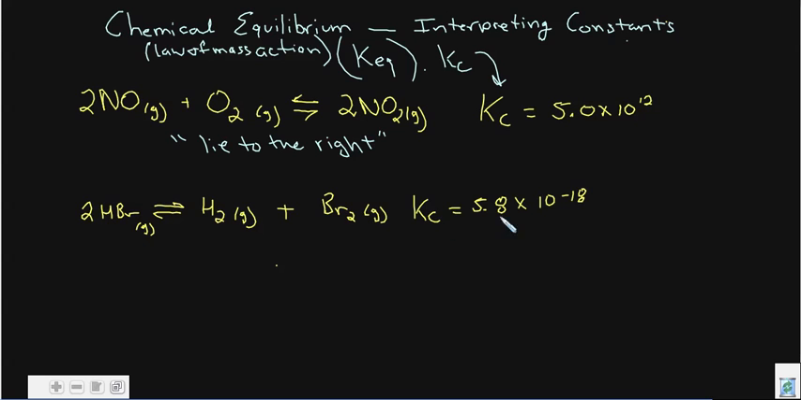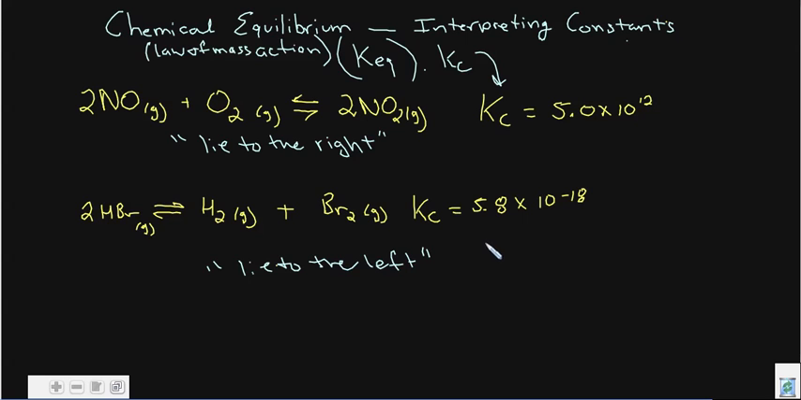You notice the Kc for this reaction right here, as hydrogen bromide gas turns into hydrogen gas and bromine gas. What we see is that this has a very low Kc, a very small number right here, which means that very little of this turns into these two. Most of it stays over here on the reactant side. So of course that would be just the opposite. That would be a lie to the left equation, as it is termed in chemistry.